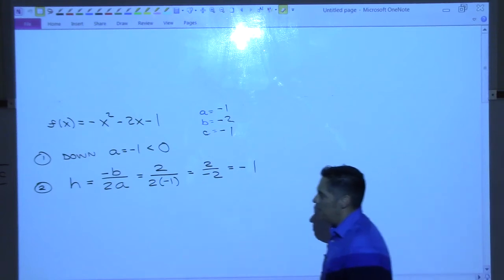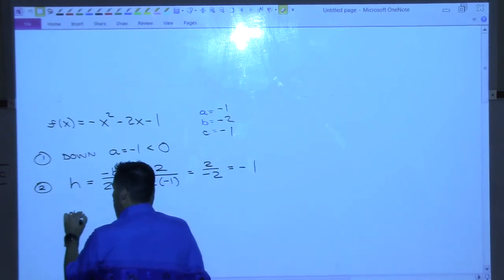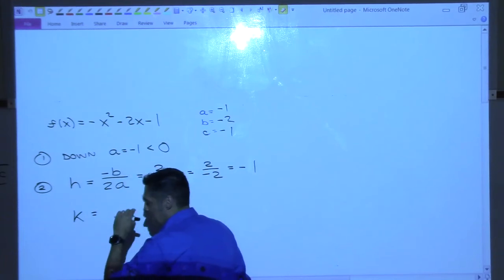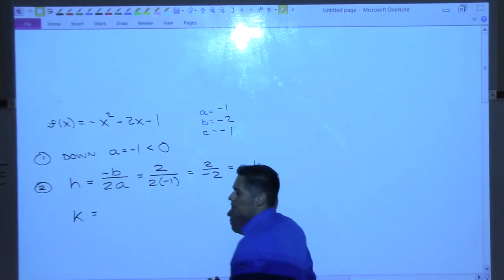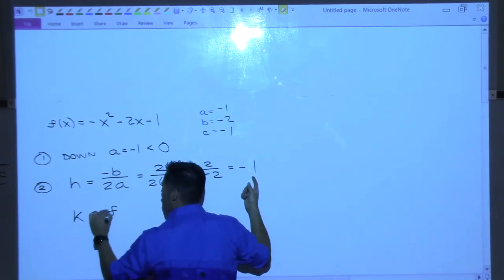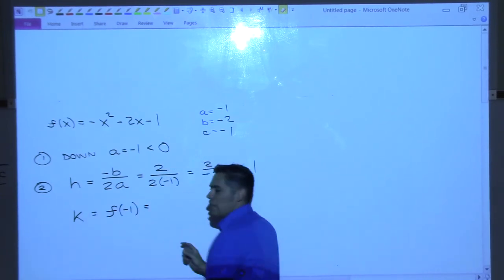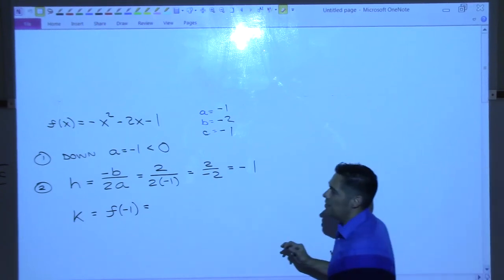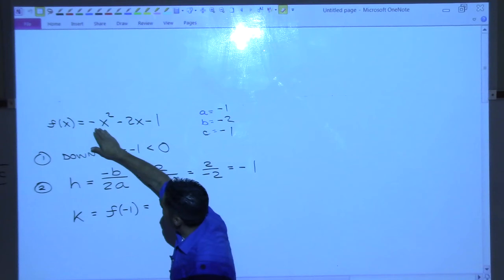All right, moving around here. We get k next. Remember how to get k? What do you do? You just plug in the -1 into the function. Yep, -1 goes into the function. Now, we have to be extremely careful with this -1 being plugged in, all right? So let's see what this means. So take a look at this.